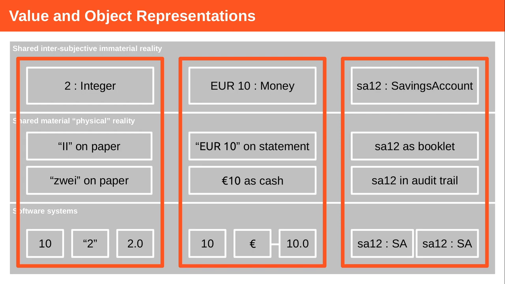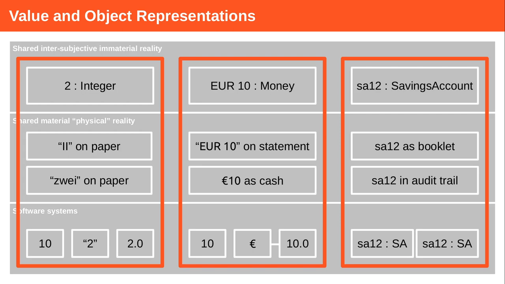In a software system, there could be a 10 in some table or a 10 euro, two fields in a table, etc. If there's only a 10 and no currency, then the actual euro currency attached to that amount 10 must be maintained in the context of that table. Otherwise, you're not looking at the value type.